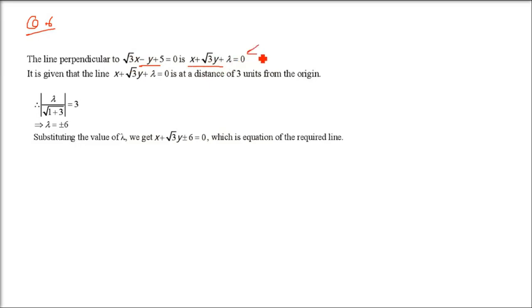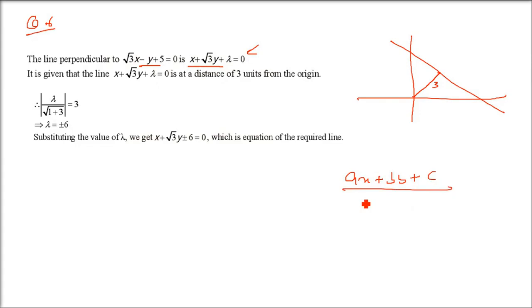In ax plus by plus c, we put x and y equal to the origin, because the distance is from the origin. So the line is there, I don't know where the line goes, and the distance from the origin is 3. The distance formula is ax plus by plus c.